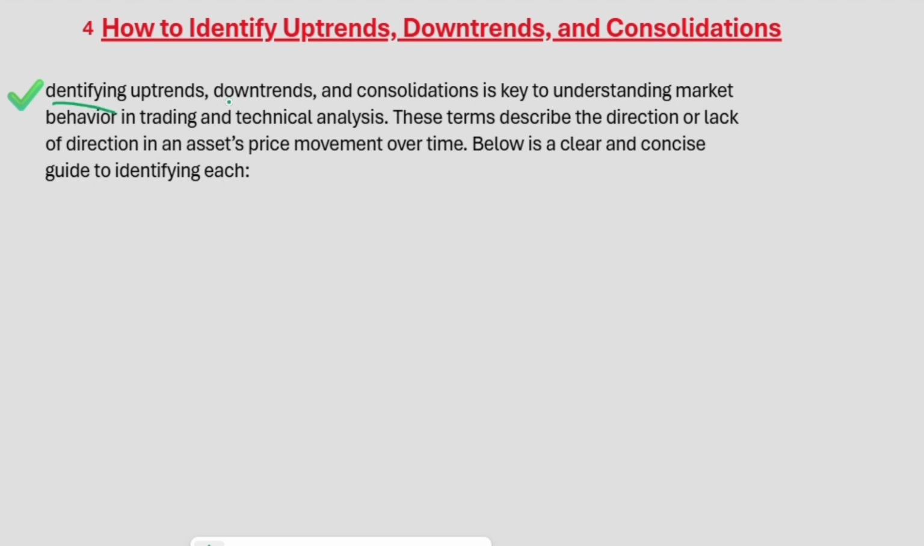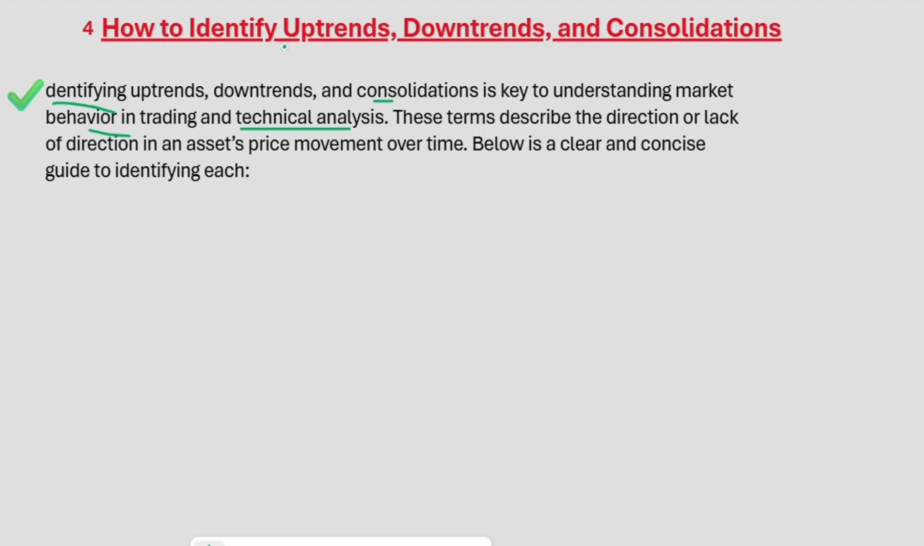Identifying uptrends, downtrends, and consolidations is key to understanding market behavior. Just like weather, when it's a rainy day or a sunny day, you know what to wear. It's the same as trading. Understanding uptrends, downtrends, and consolidation is key to understanding market behavior in trading and technical analysis. These terms describe the direction, or lack of direction, in asset price movement over time. Below is a clear, concise guide to identifying them.